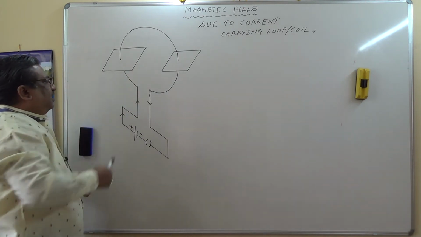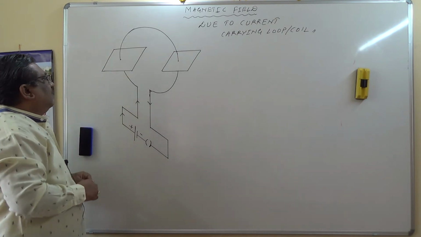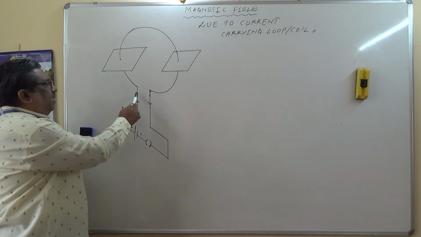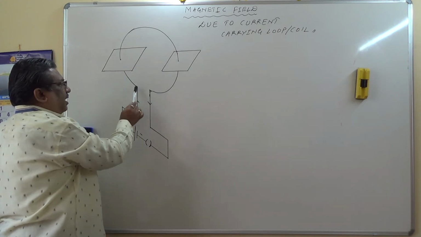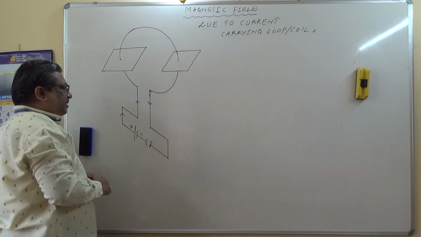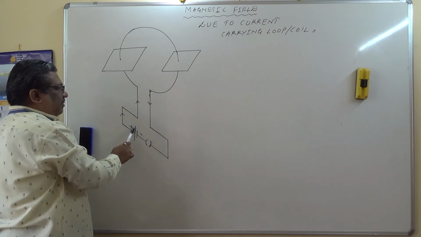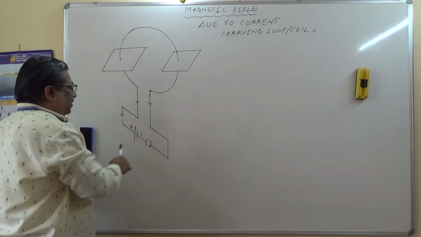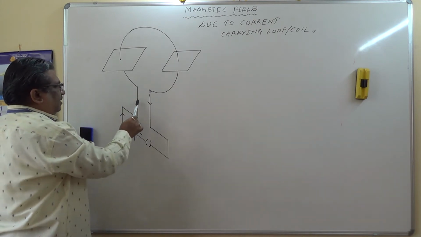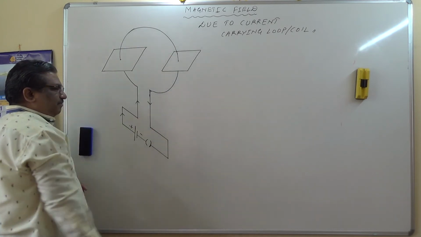This is the pictorial representation of a loop, which is a single coil, and these are the end terminals of the loop, and these two end terminals are connected to the battery terminals. This end is connected to the positive terminal and this end is connected to the negative terminal, and therefore the direction of the current is like this.